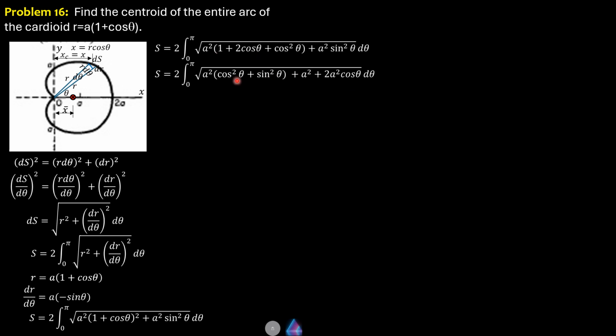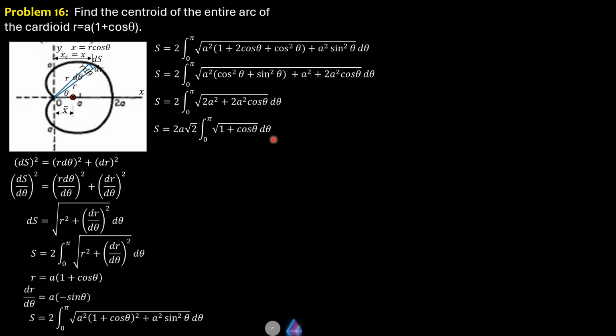So this is 1 combined with a square, so that would be 2a square. So S is 2 integral 0 to pi of square root of 2a square plus 2a square cosine of theta. Factor out 2a square, then we'll have 1 plus cosine theta left in the radical, and square root of 2a square is a square root of 2. So that becomes 2a square root of 2 integral of square root of 1 plus cosine theta d theta.